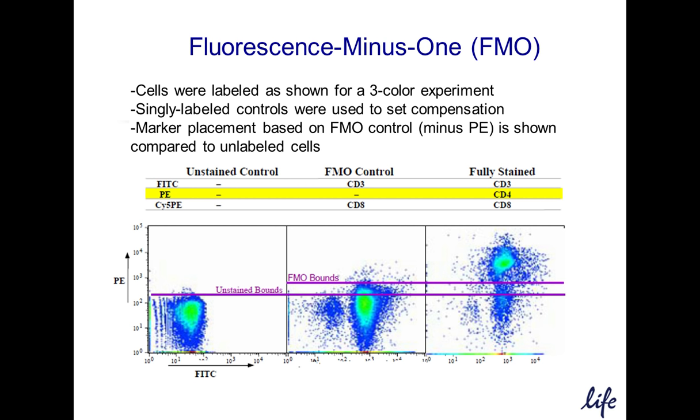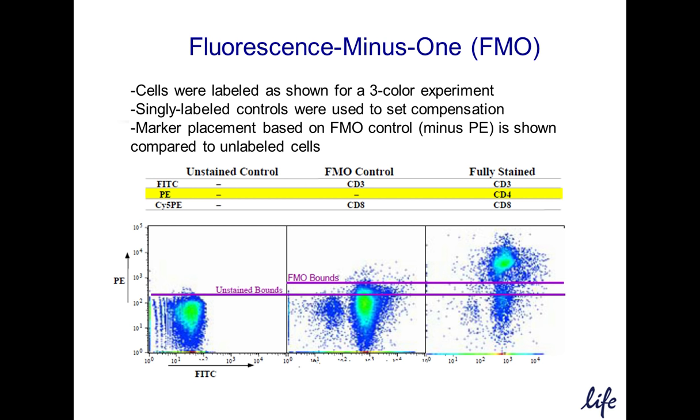So here is an example of how useful the FMO control is used for marker placement. This shows a three-color experiment with FITC, PE, and PE-Cy5. Compensation was set using single-color controls. The FMO control here contains both the FITC and the PE-Cy5 dyes, but is without PE and is displayed in the middle plot. The unstained cells are shown in the plot on the left, and the fully labeled cells with all fluors is shown on the right.